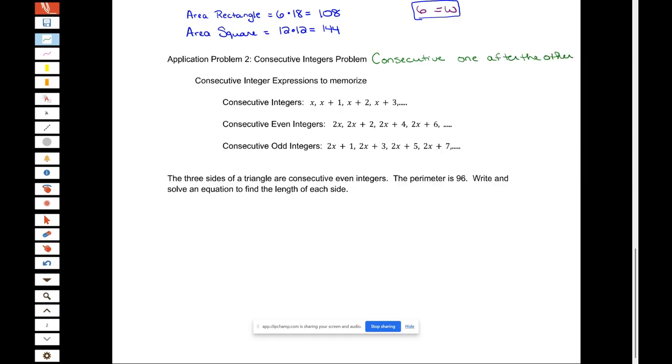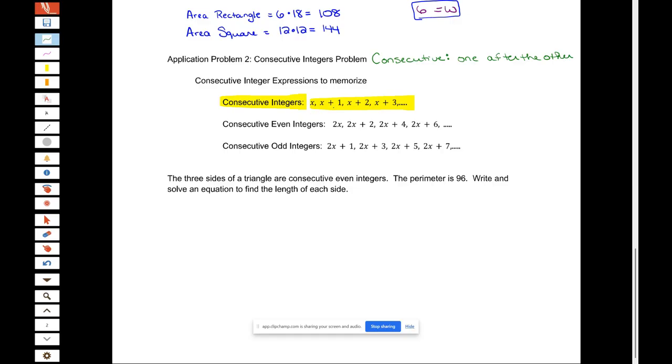So for example, if I were to ask you what are some consecutive numbers or integers or whatever, you would say like 2, 3, 4, or 5 and 6, or 21, 22, 23, 24, 25. There can be any number of them. The problem will say how many you have. It'll say you have 3 consecutive integers, or 2 of them, or 5 of them, or whatever. But they're one after the other. So if the problem simply says consecutive integers, these will be the expressions you will use, because the first number is x.